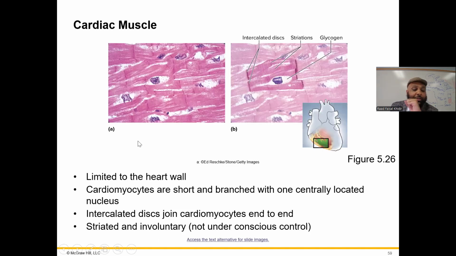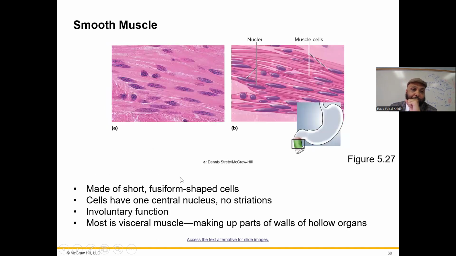While cardiac muscles are limited to the heart wall. Cardiomyocytes are short and branched with one centrally located nucleus. There are intercalated discs that join the cardiomyocytes end to end, and they are striated and involuntary; they are not under conscious control.